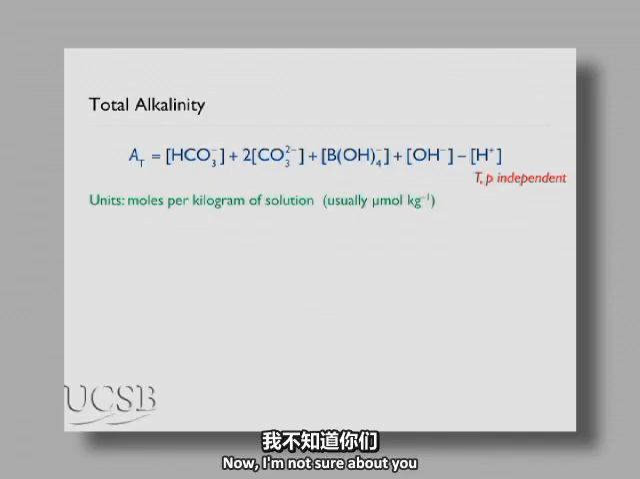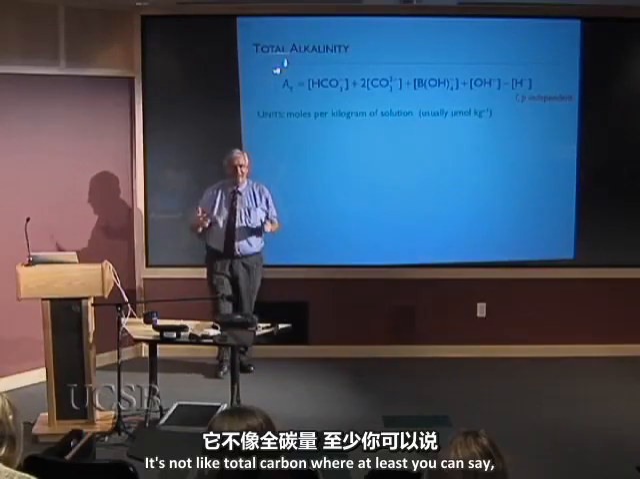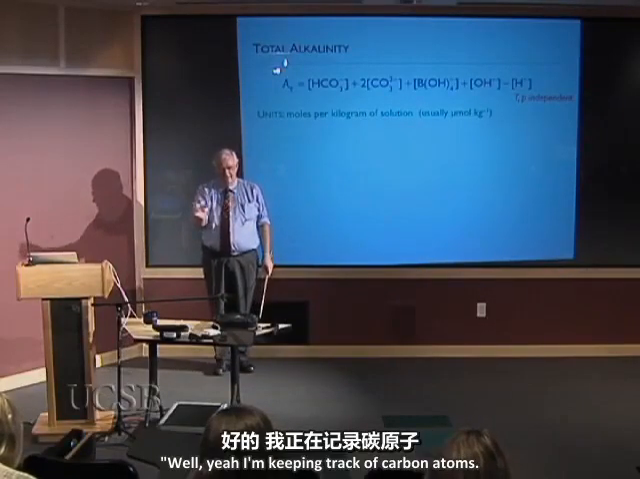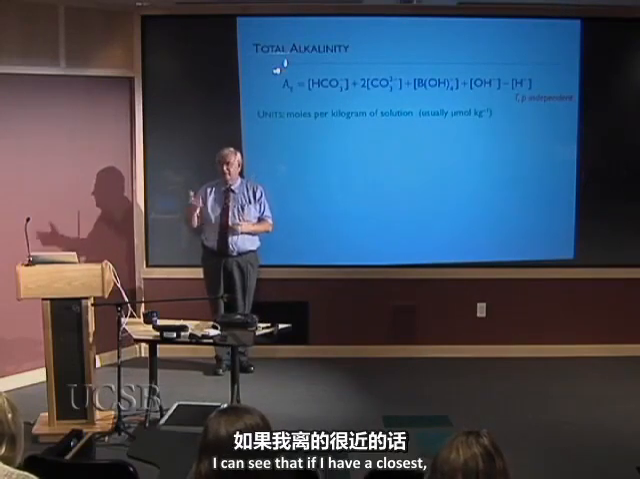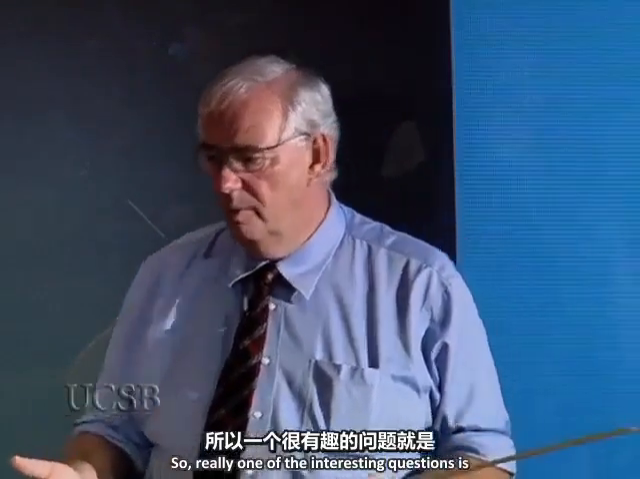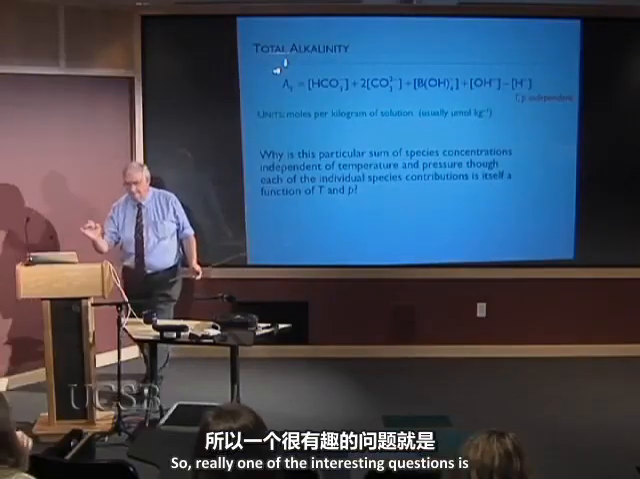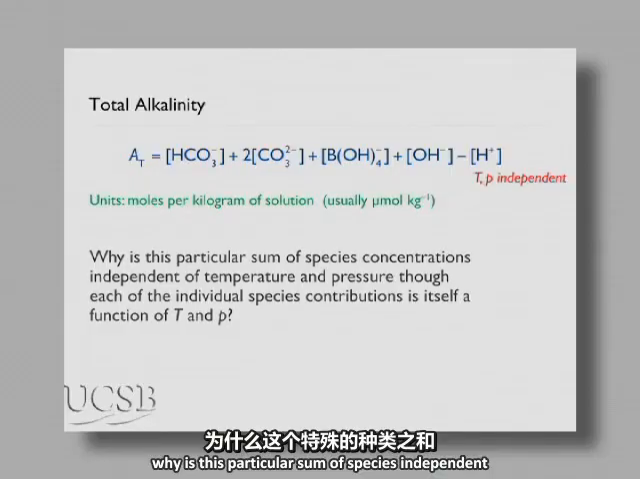Now, I'm not sure about you, but certainly my first glance at that was, how in the hell could that be so? Because every one of these species is temperature and pressure dependent. It's not like total carbon, where at least you can say, well, I'm keeping track of carbon atoms. I know what's happening here. I can see that if I have a closed system, I don't gain or lose any carbon atoms. So really, one of the interesting questions is, why is this particular sum of species independent of temperature and pressure?